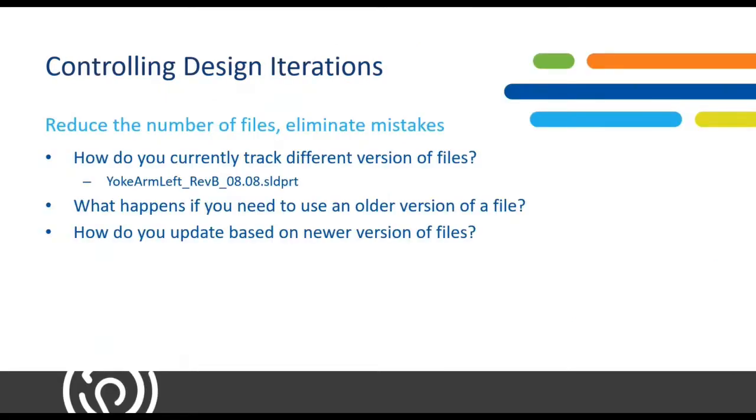So here's a couple of questions to get you thinking about what your current process is. How do you currently keep track of different versions of files? I've seen companies that use the good old rename. So if it's a revision B, for example, they rename the file revision B. Now this is great for SOLIDWORKS, like for individual part files, but when you get to an assembly file with maybe 10 sub-assemblies and then 20 parts below that, it becomes really, really difficult to manage and keep all of those references intact.